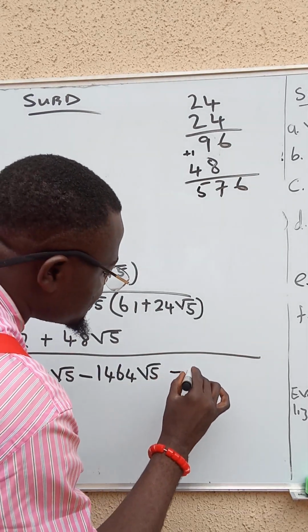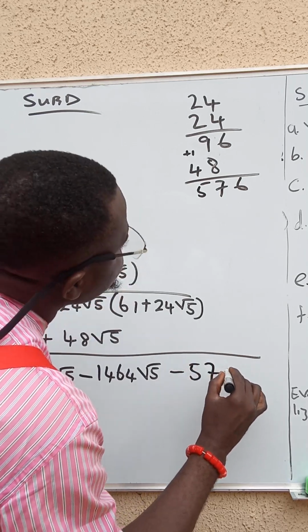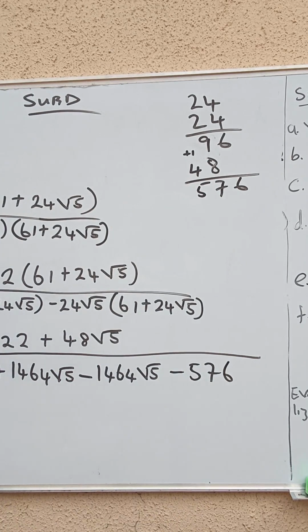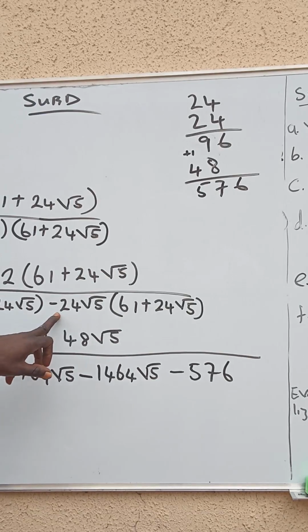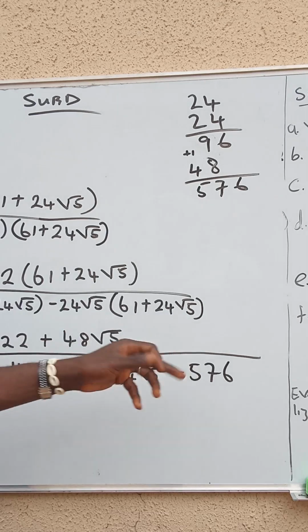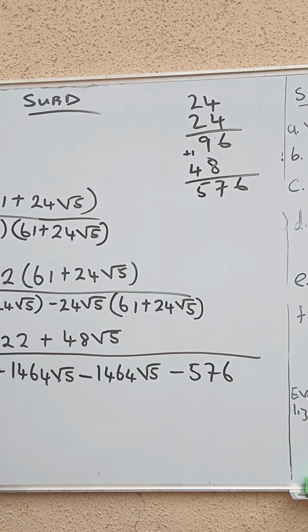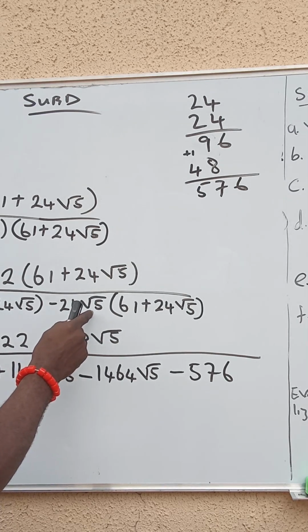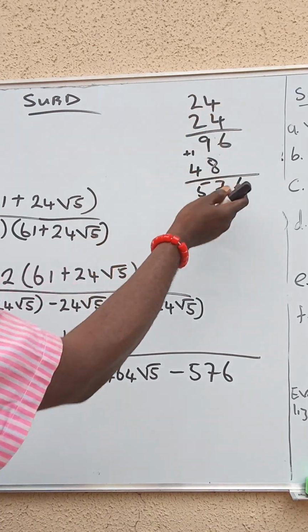So I now have minus 576. Good. Minus 576, because minus 24 root 5 multiplied by plus 24 root 5, the minus will affect it. It will change to minus 576. Then, now that you have found that very one, what to do is very simple. Remember, there's 5 here. You just finished 24 multiplied by 24.